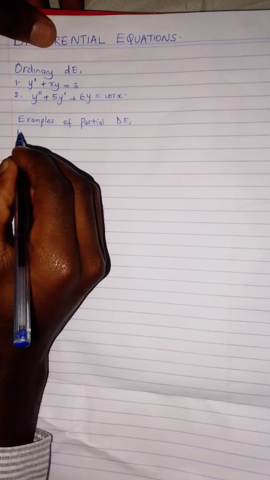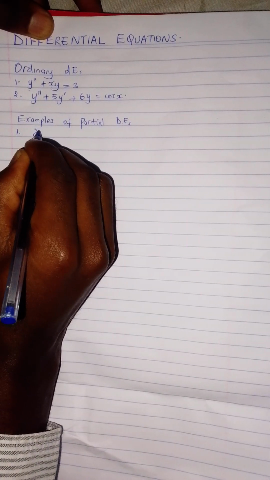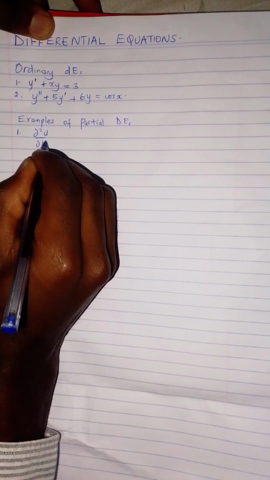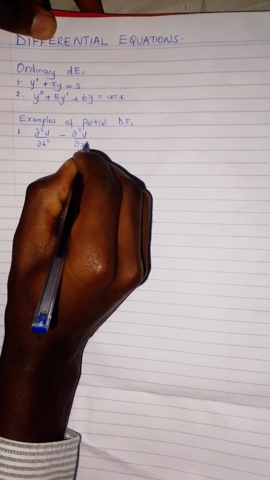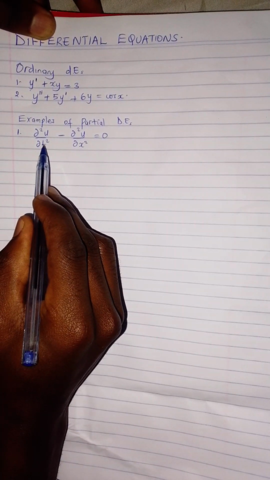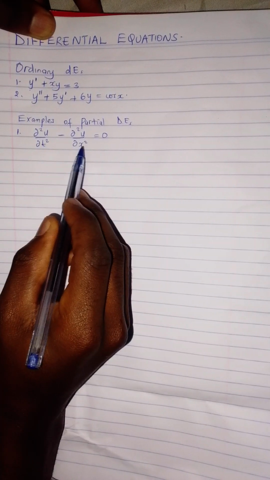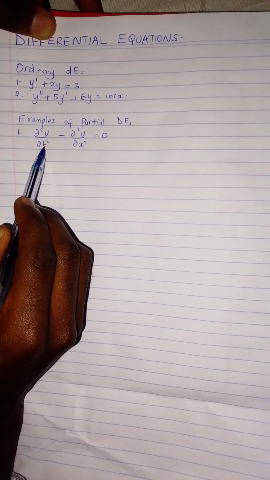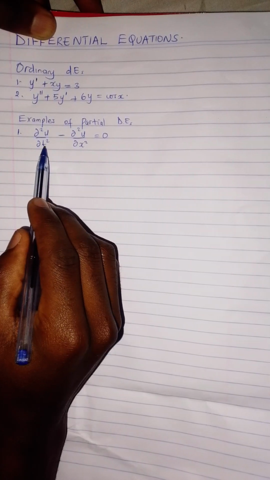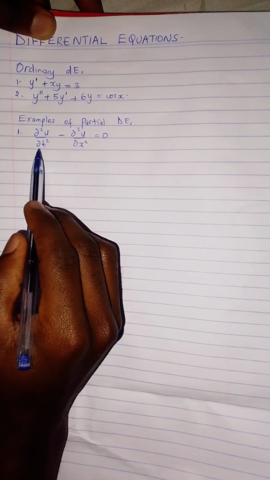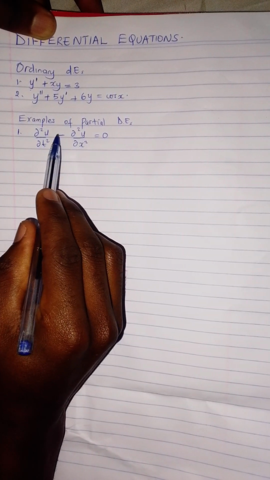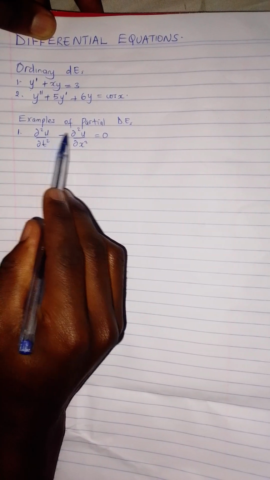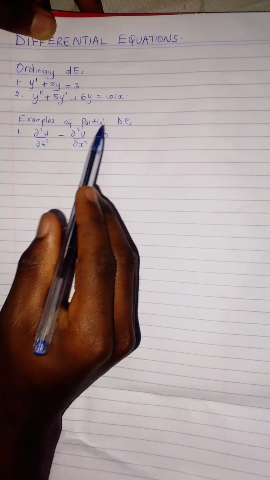On number one, we have partial squared u partial t squared minus partial squared u partial x squared equaling 0. This is a partial DE because the unknown function u is depending on t and also depending on x. So t and x are independent variables, while u is the unknown function or the dependent variable. So these are partial differential equations.